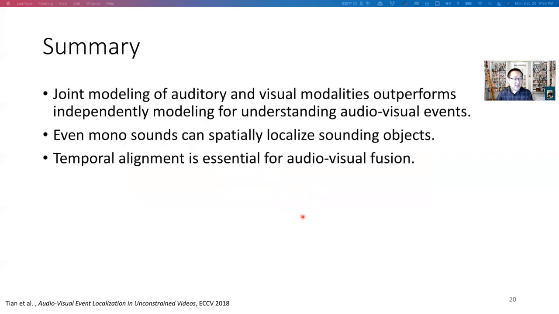In summary, joint modeling of auditory and visual modalities outperforms individual modeling for understanding audiovisual events. Even mono sounds can spatially localize sounding objects. Temporal alignment is essential for audiovisual fusion.